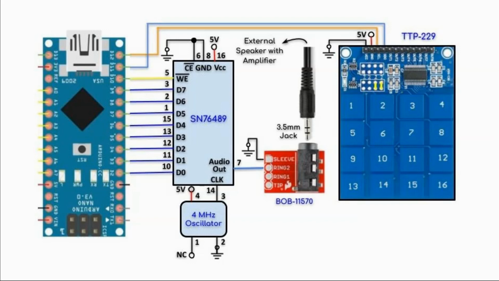A circuit diagram of the implemented system is shown here. We have the SN76489 IC interfaced with the Arduino using 9 digital pins. And we have the TTP229 touch module serially connected with the Arduino, where the data line is connected to pin D11 and the clock line is connected to pin D12.